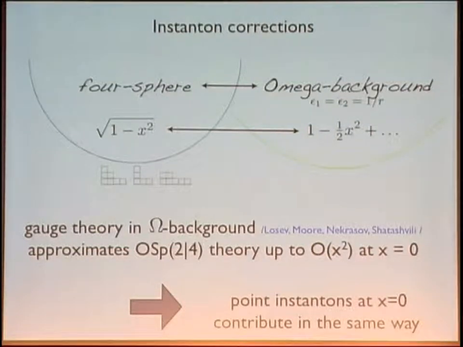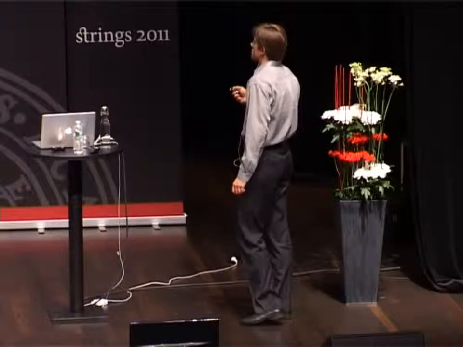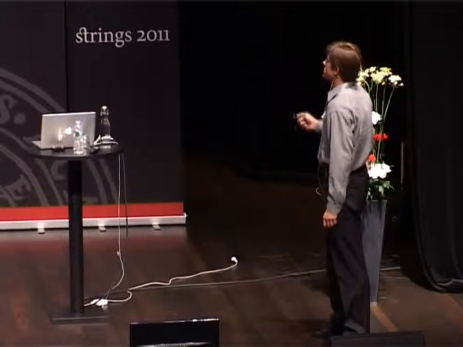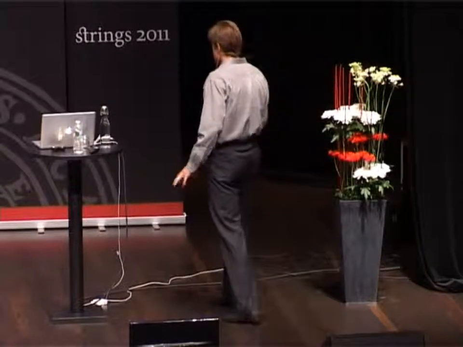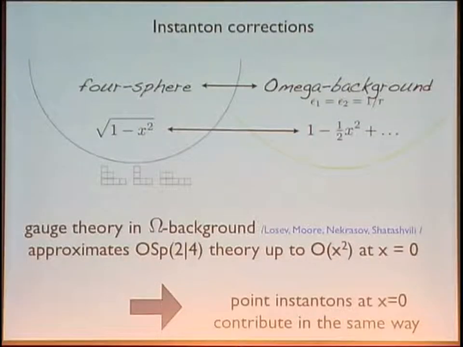The four-sphere relates to the theory in the omega background with the values of epsilon set to 1 over r, in the same way a circle relates to a parabola. That's the same series up to the O(x squared) terms if you expand in the distance from the origin. There is some change of variable involved, but the Lagrangians and supersymmetric transformations coincide in these theories up to those terms.